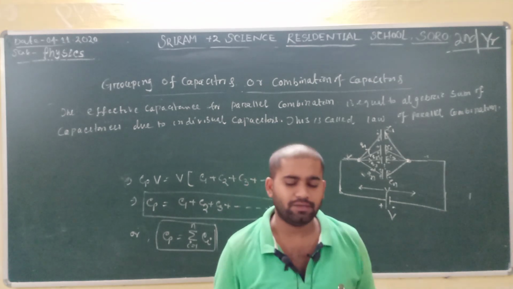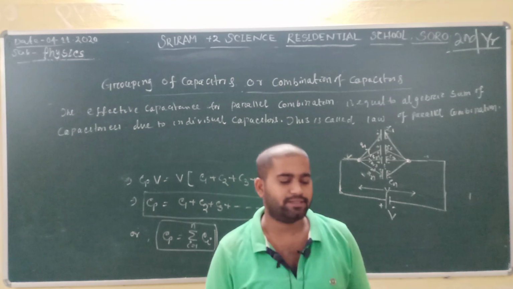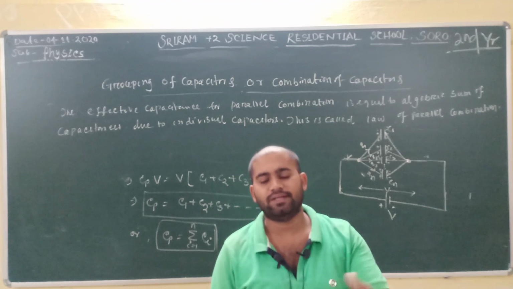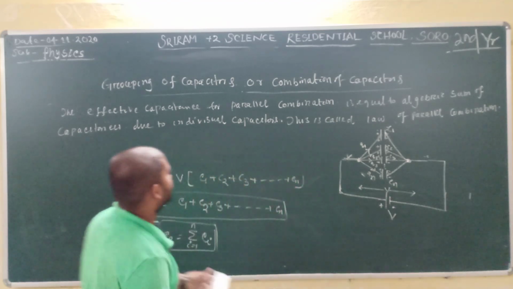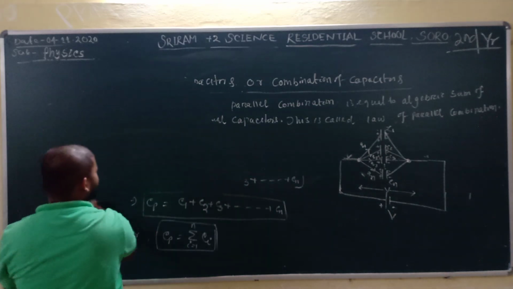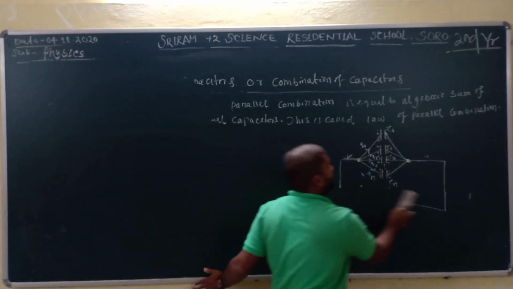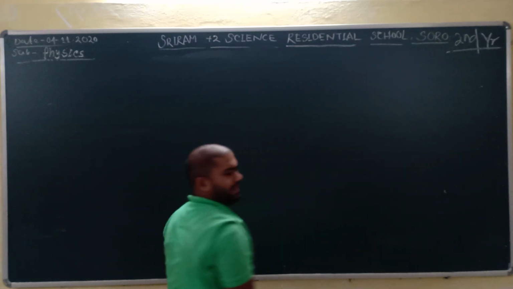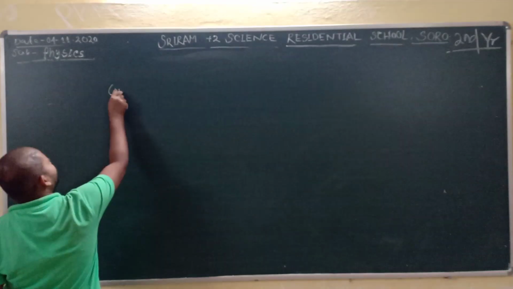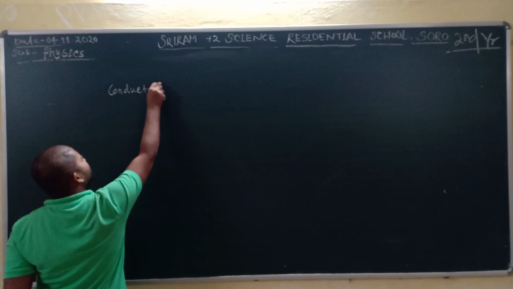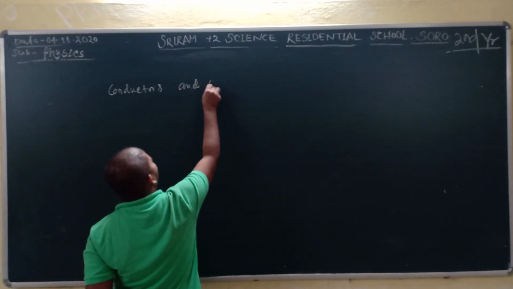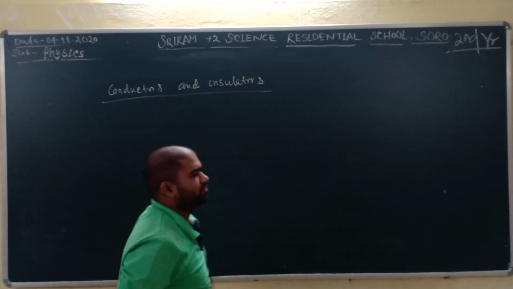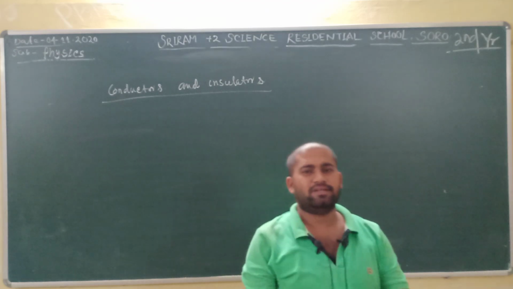Okay. So, there is one little part that lies in the dielectrics. This is about the conductor and insulator. Everyone knows what conductors and insulators are. This is the last part of electric capacitance and potential: conductors and insulators. Okay. What is a conductor?